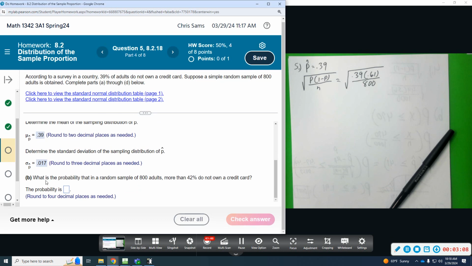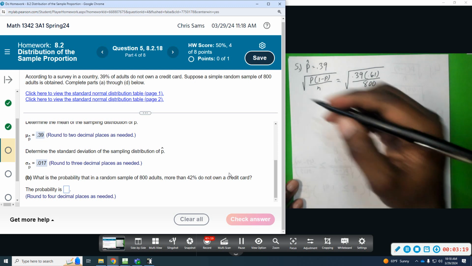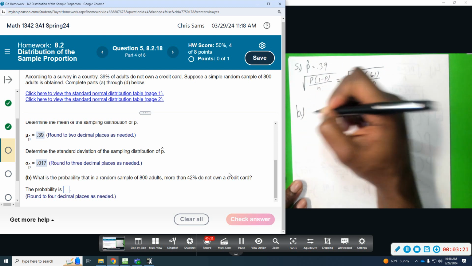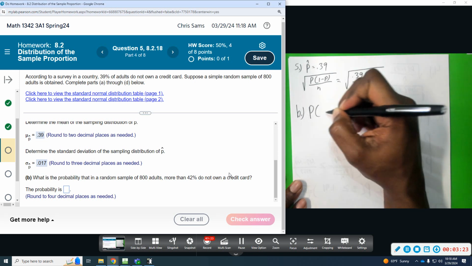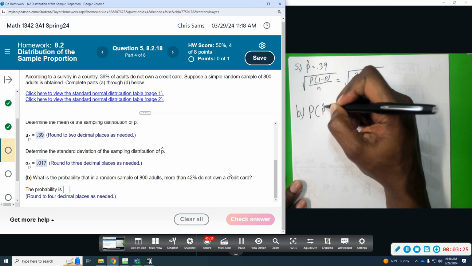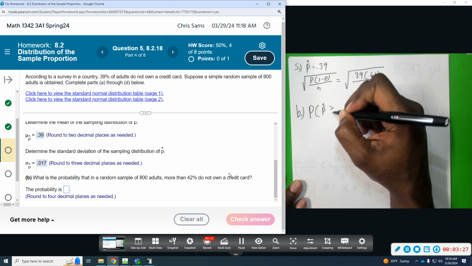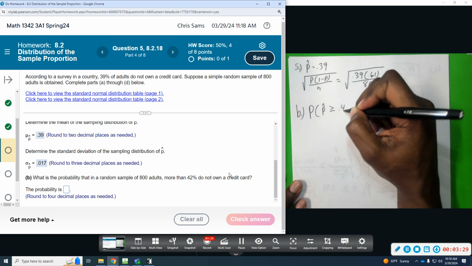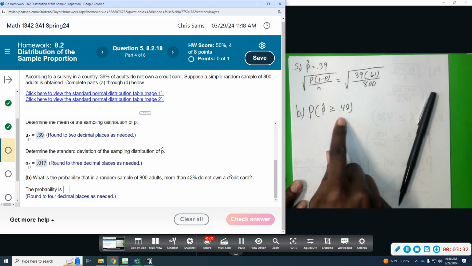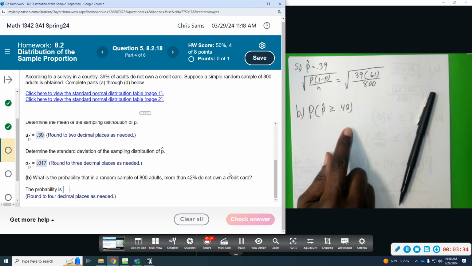Okay, so now that we have this, what is the probability that in a random sample of 800 adults more than 42% do not own a credit card? So this is now part B. The probability that P hat is greater than or equal to 0.42. So more than 42% do not own a credit card.